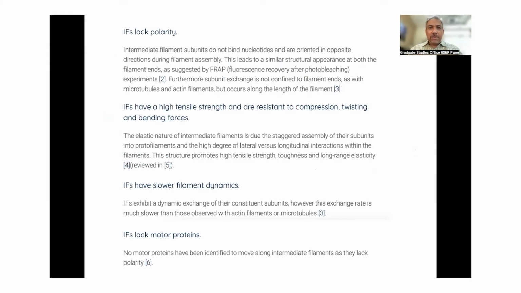Among the properties of intermediate filaments that really sets them apart is, one, these intermediate filaments lack polarity. Okay, so unlike actin and microtubules that are very clearly defined with plus and minus ends, these don't carry that kind of polarity. They don't have polymerization at one end, depolymerization at the other end. Okay, they have high tensile strength and are resistant to compression, twisting, and bending forces. So they really have this ability to withstand pressure in a way that conventional cytoskeletal proteins don't.